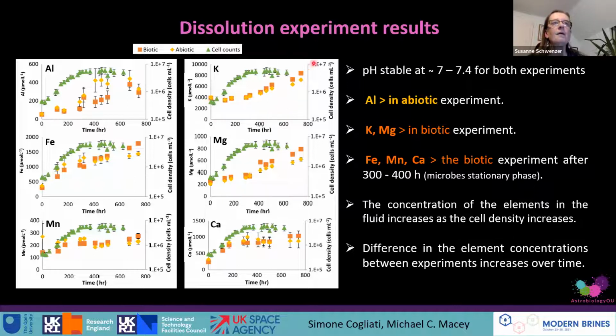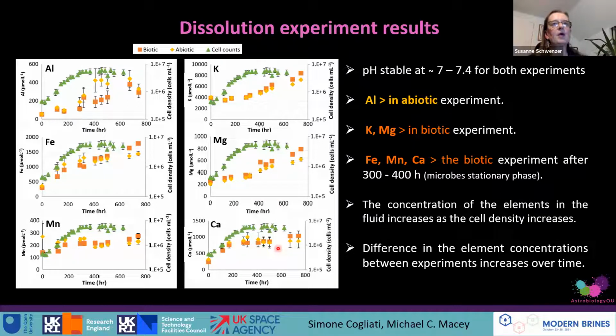And that's just the number of cells, because this is cell counts. The community itself might change because conditions change. And then you have the aluminium in the abiotic experiment in yellow, and the biotic experiment, the potassium in the biotic and abiotic experiment. And you see that especially towards the end, they start to be actually different. And if you look at the magnesium, they start to be even more different the longer the experiment goes.